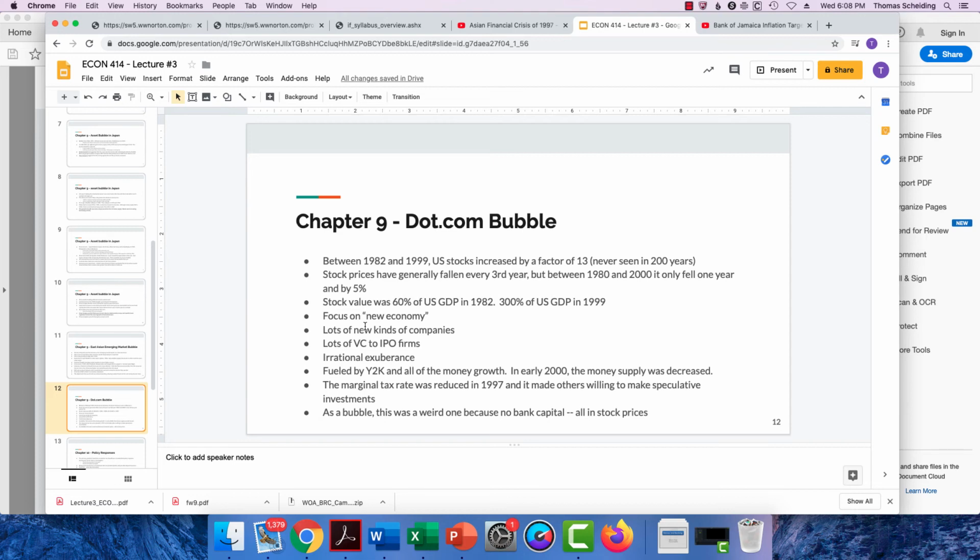But what then starts to happen is that by March of 2000, there's a beginning of the reduction in the money supply, because the Federal Reserve realized they didn't need to have all that money out there. The tax rate changed as well. So then people are chasing returns and investing in more of these internet stocks. And again, it's a weird asset bubble, because there actually isn't any physical land here. It really is all stocks, internet stocks.